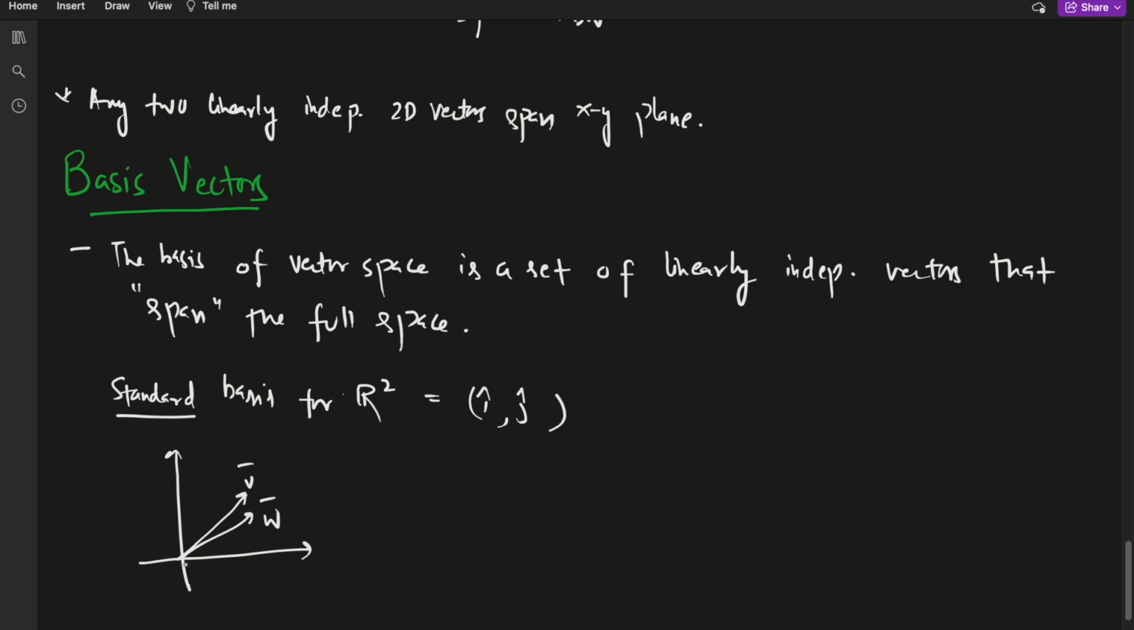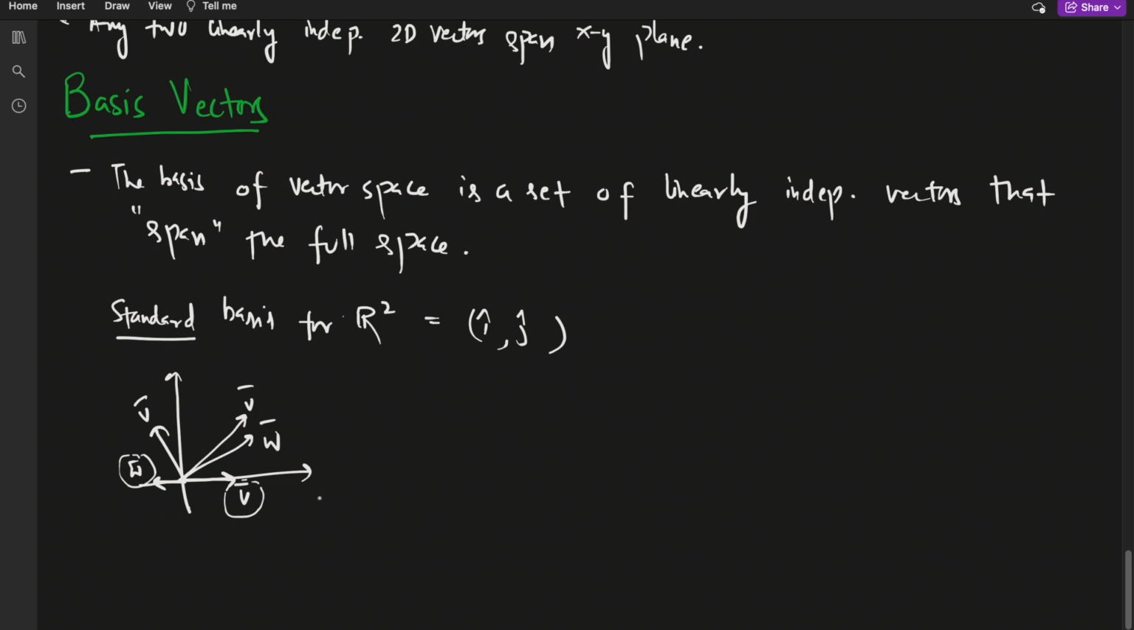Similarly these two vectors are also basis for r square, but this v and this w cannot be the basis for r square. Why? Because these are not linearly independent, these are linearly dependent, and if they are linearly dependent, then they won't span the entire xy plane, they won't span the entire r square, right? So I think you get the idea of what is basis.